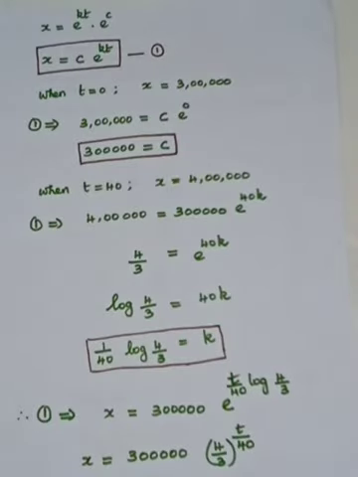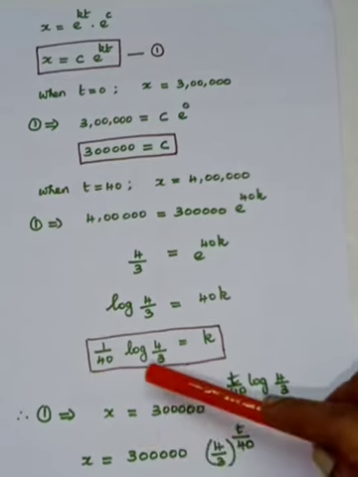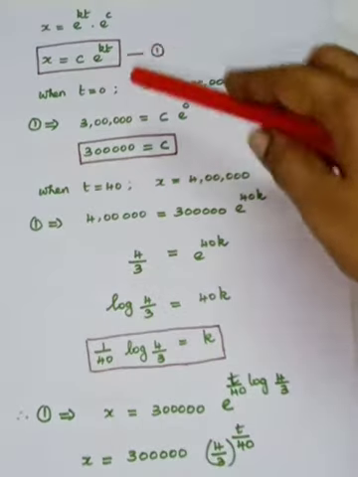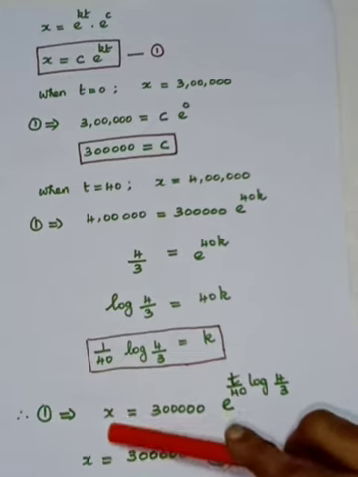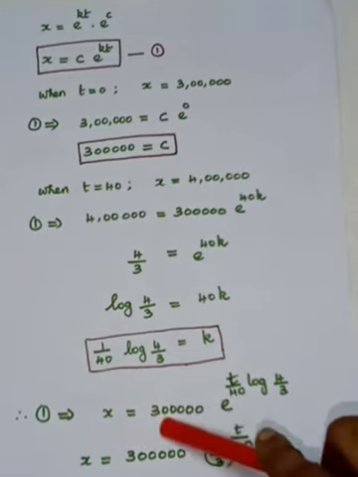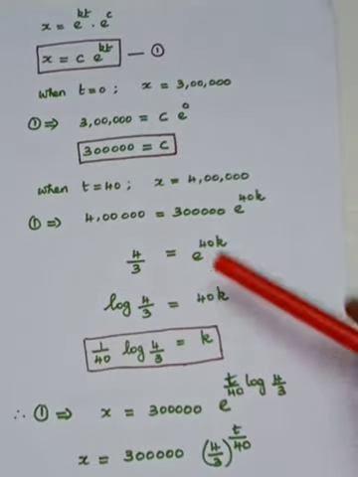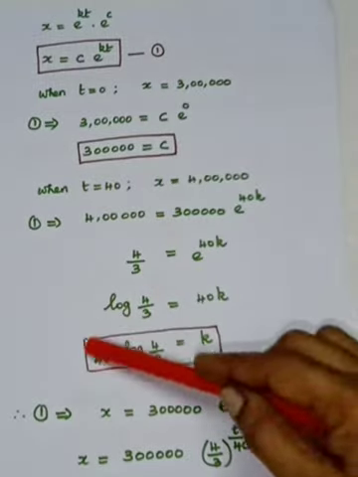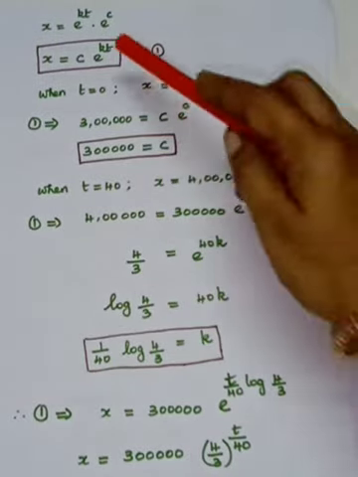So for that, I have found k. So this k and c value has to be substituted in the first equation. So x has to be found, that is the population at any time t. So x is equal to, what is c? 3 lakhs e power, what is the k value? 1 by 40 log of 4 by 3 into t.